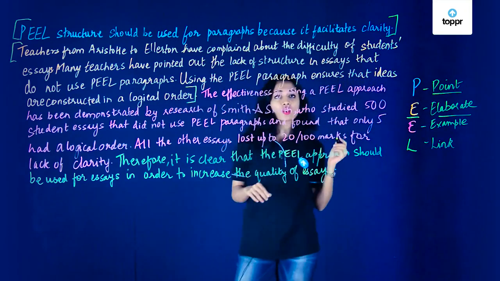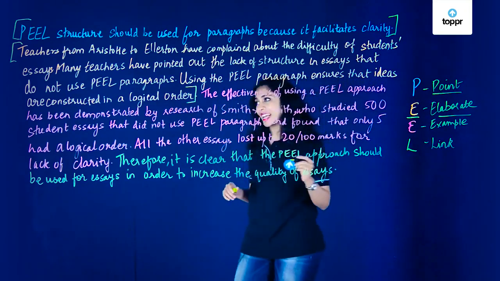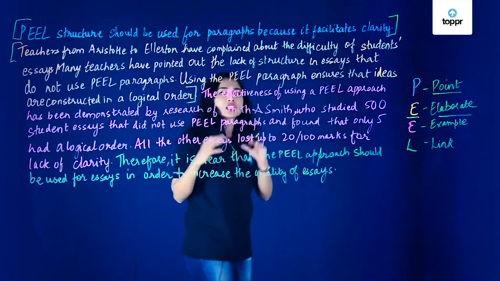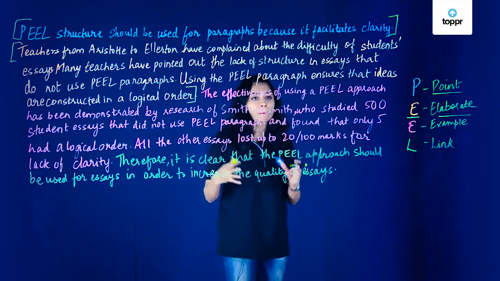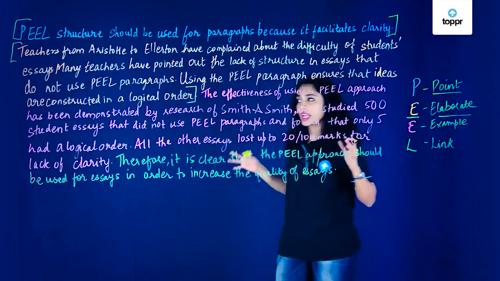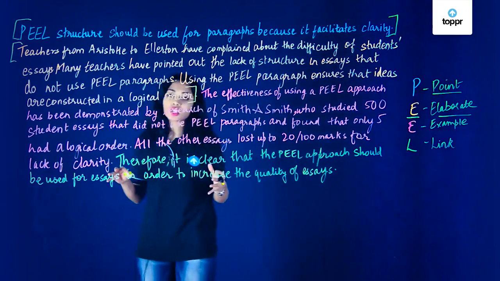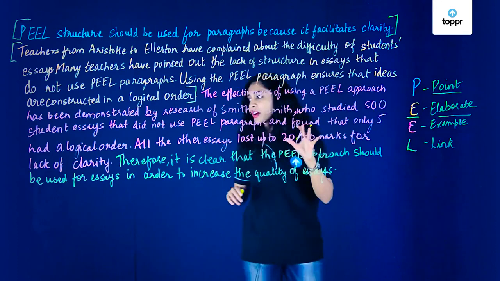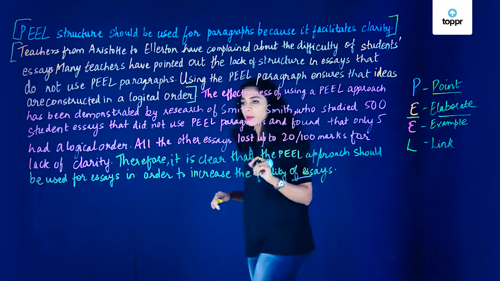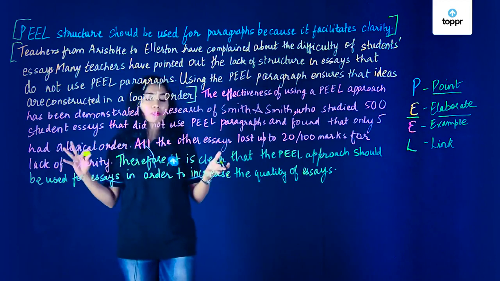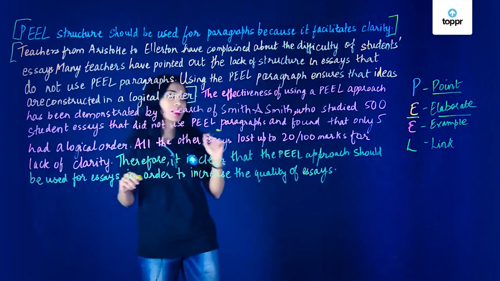The effectiveness of using a PEEL approach has been demonstrated by research of Smith and Smith. Smith and Smith are a research company who studied 500 student essays that did not use PEEL paragraphs and found that only 5 had logical order. All the other essays lost up to 20 to 100 marks for lack of clarity.